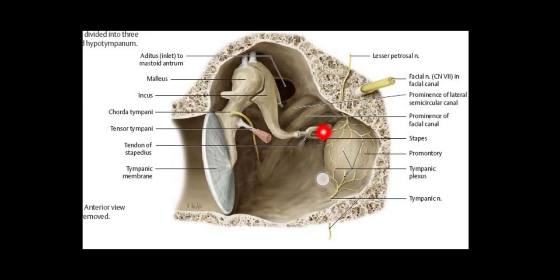Now, this is the prominence of the facial canal, that is, the stapes inserted into the oval window. And if you observe carefully, this is the facial nerve passing in this fashion, and that will be the second genu passing downwards. On the promontory will be an arborization of the nerve plexus. This is called the tympanic plexus.